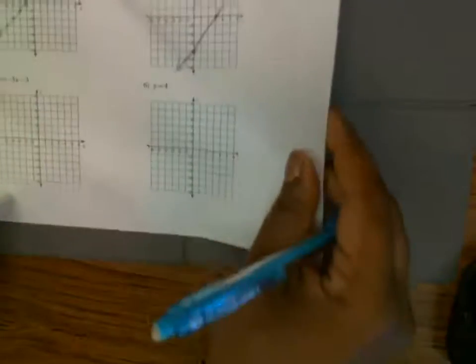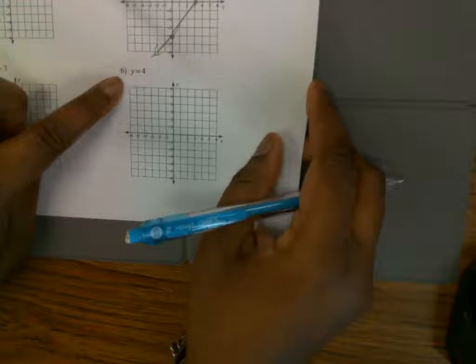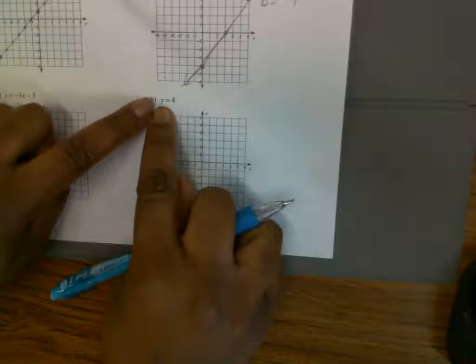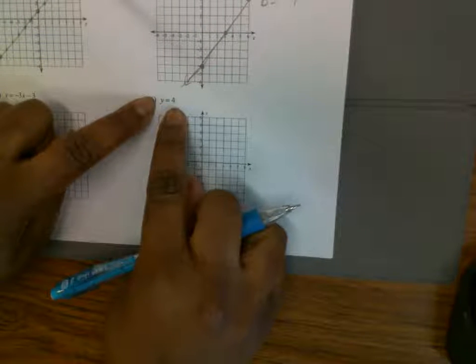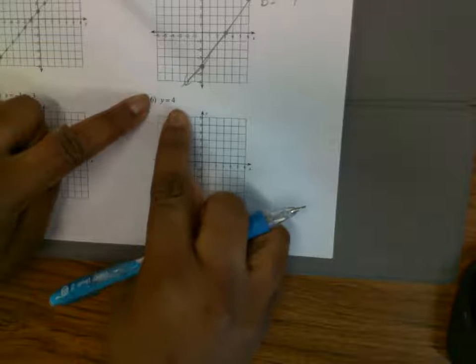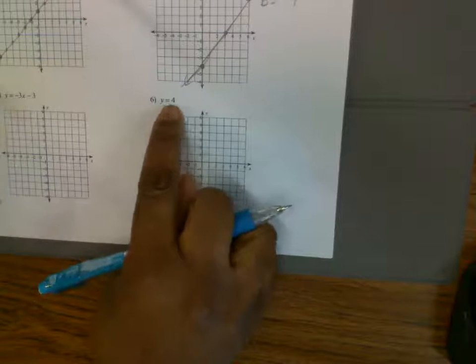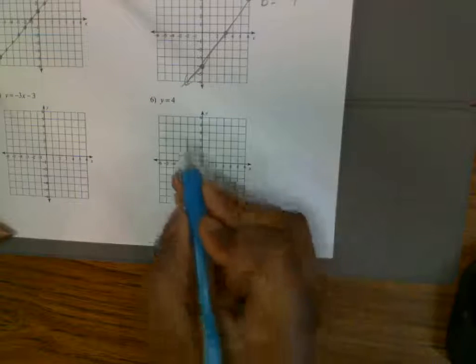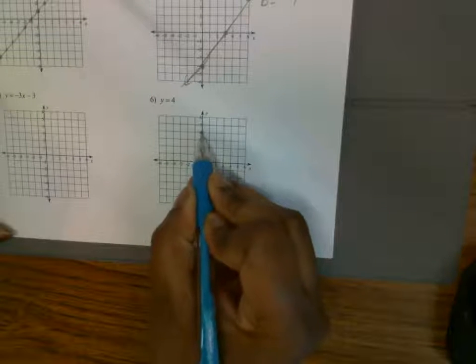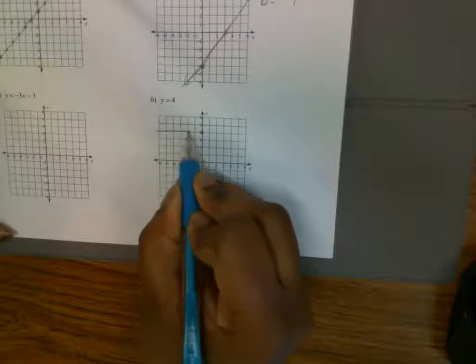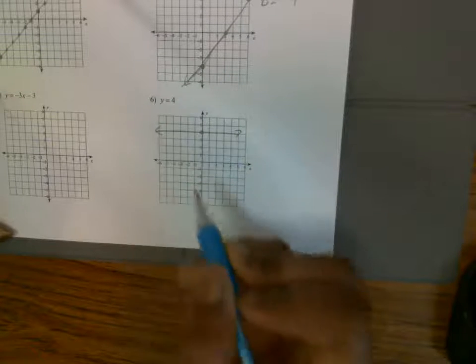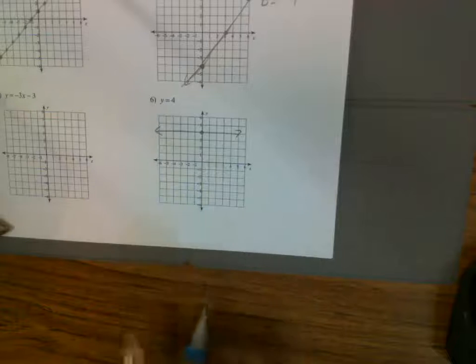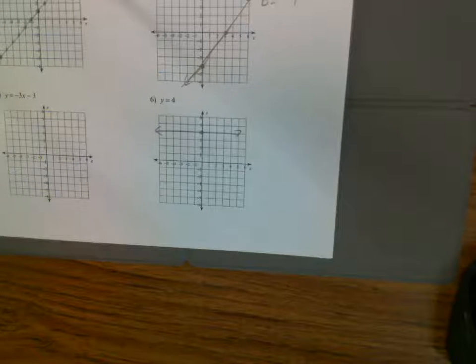All right, the last one that I'm going to do, well, I got one more after this one. I'm going to do y is equal to 4. When you just have y is equal to 4, you just find 4 on the y-axis. Positive 4 on the y-axis is right here. And you're going to draw a line through it. And this is how you graph y is equal to 4. You have to draw the line through 4 on the y-axis because it's y is equal to.